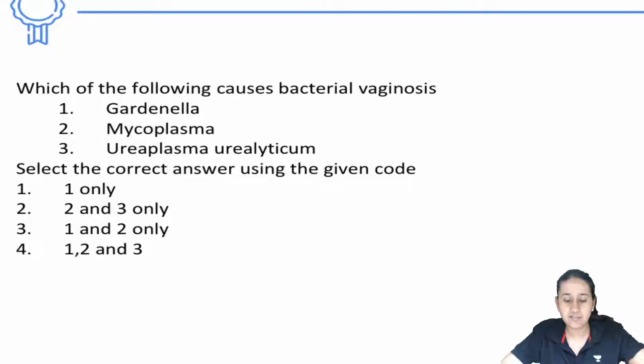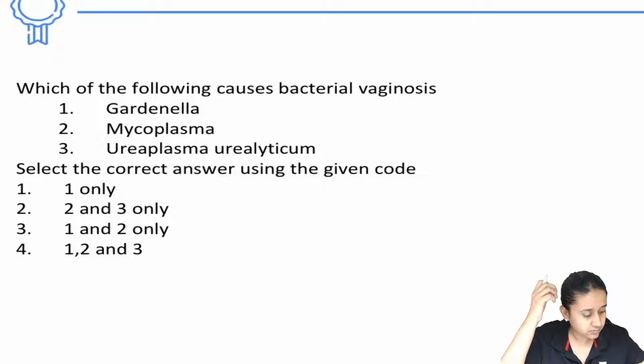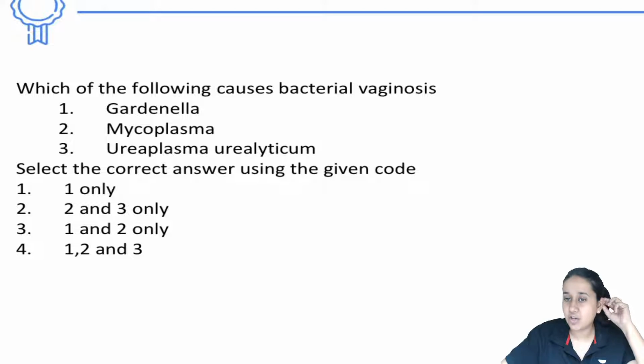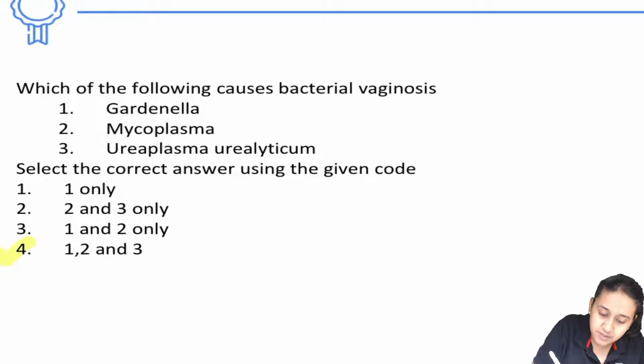Which of the following causes bacterial vaginosis? Gardnerella, Mycoplasma, Ureaplasma? What is the correct answer? Very nice, great. The correct answer of this question is all of the above.